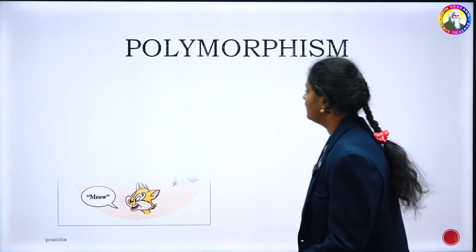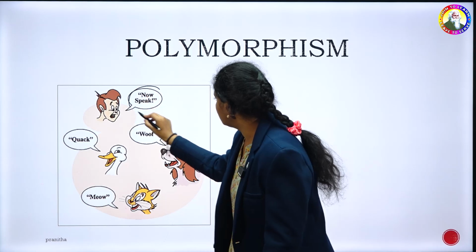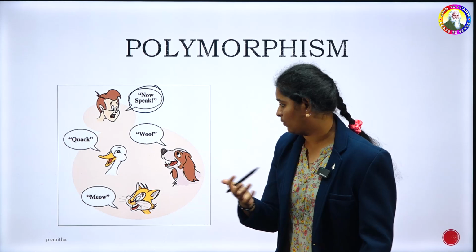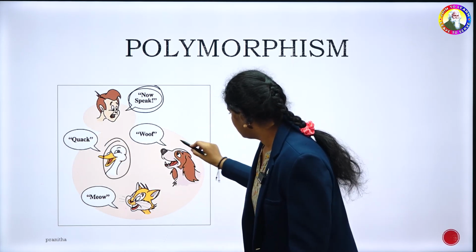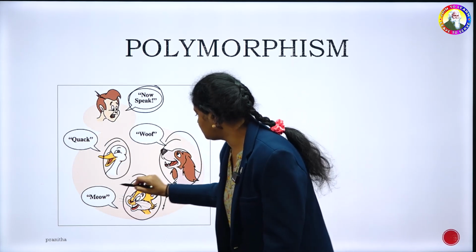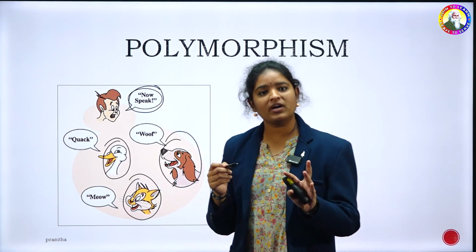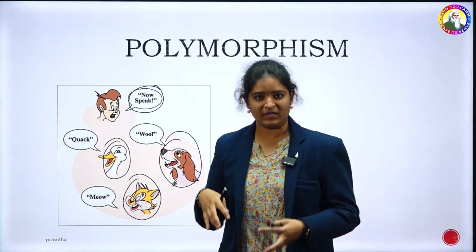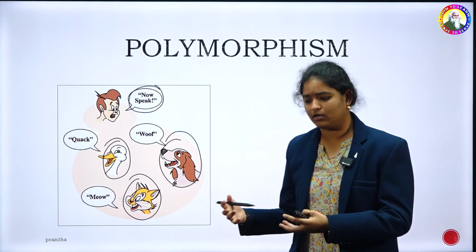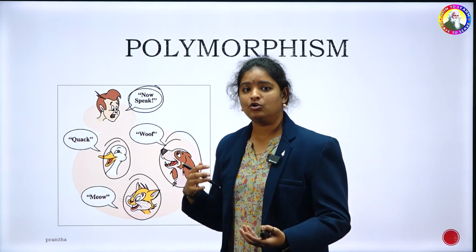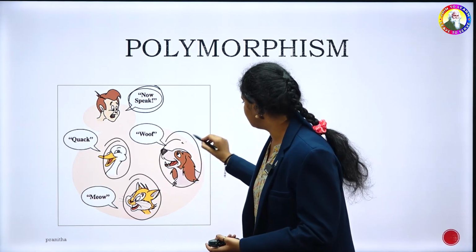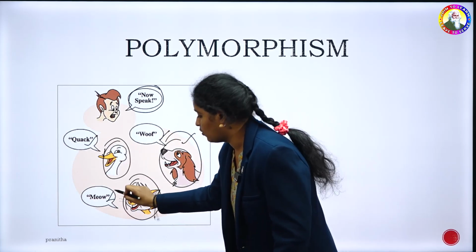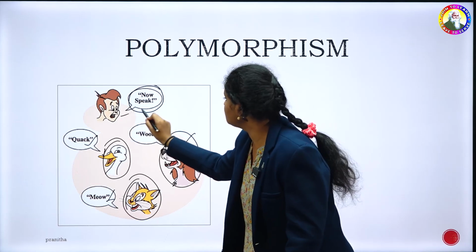Next is polymorphism. If you see this example, now speak. A person is told to speak. The person can speak in our language, and the dog and the cat speak in different languages. Whatever they are doing is the same thing. If I tell any other animal to speak, it will speak. The dog will speak in its language as woof, the duck as quack, and the cat as meow.